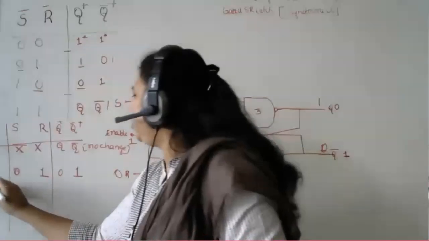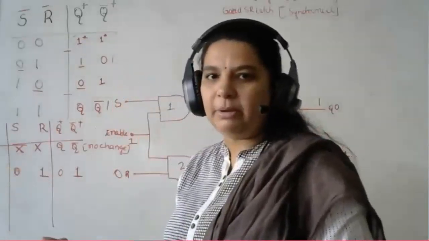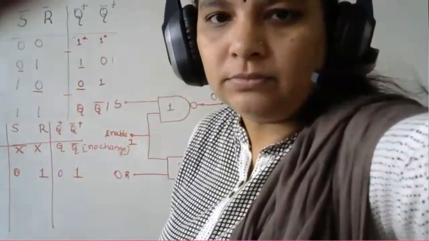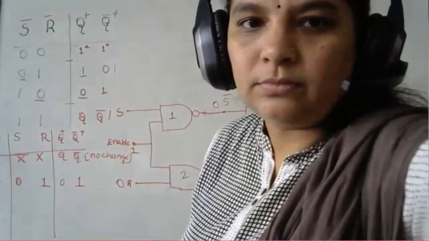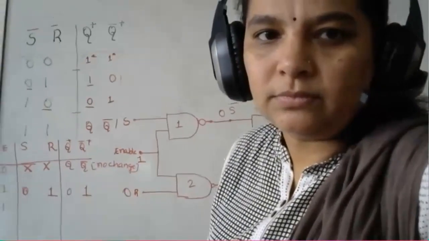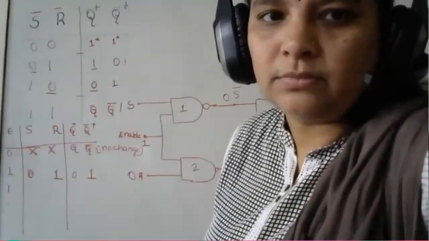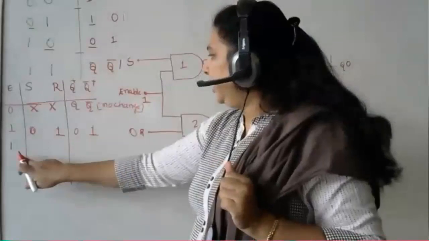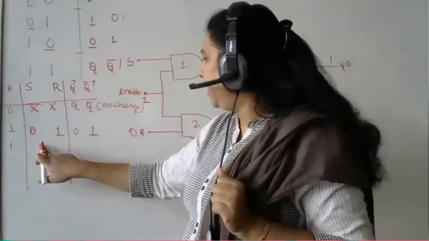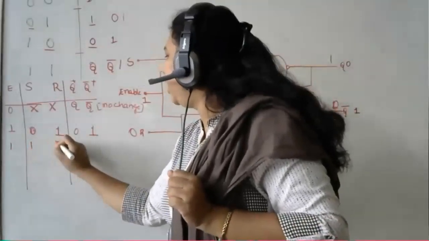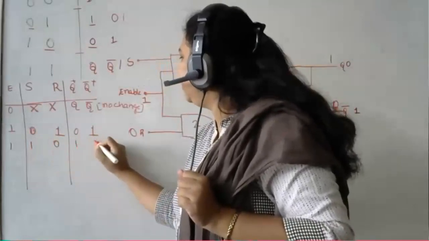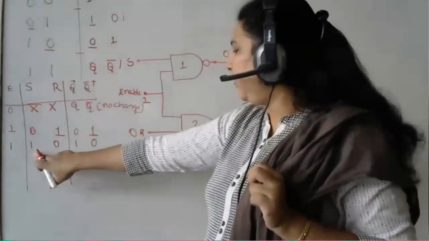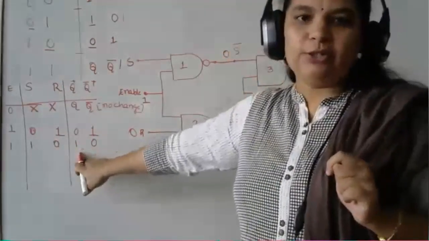So if I try to look into the function table of my S bar R bar latch, so this is 1. So enable bit is 1, my S bit is 1, R bit is 0. So I mean 1 0 state. So it is nothing but set state. S is also set to 1 and output is also 1. So it's a set state.